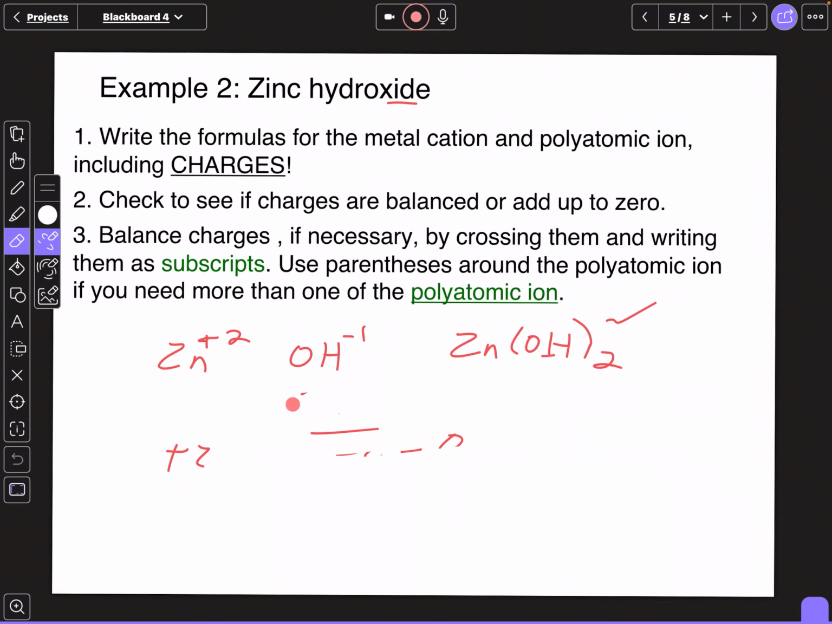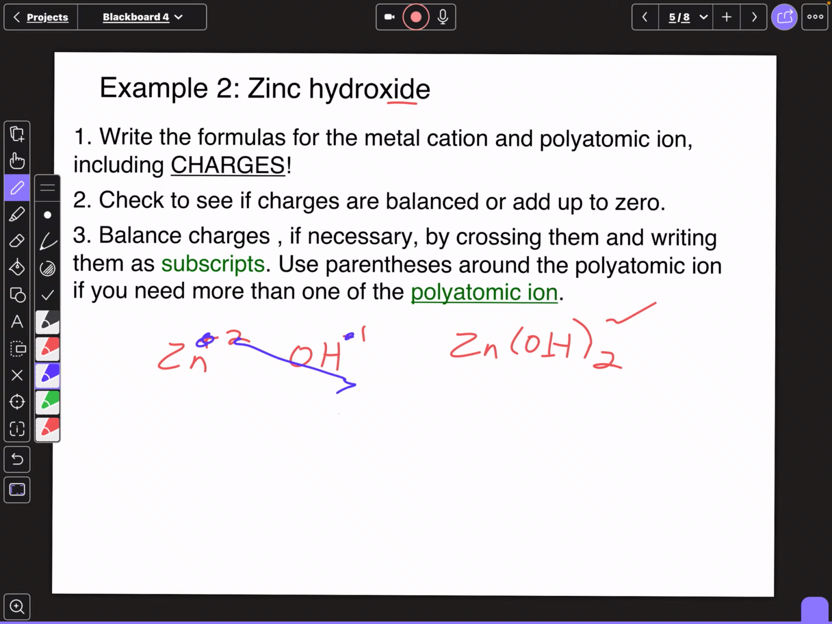Now I also could do this where I cross my charges, if that's the way you choose to work them. I'm going to drop the plus and minus. Don't need those. I'm just going to bring these down here. Bring the 1 down here. That'd be Zn. I only need one of those, and I don't have to put the 1, it's understood. And I have OH, but since I'm going to have a 2 coming down there, I need to put it in parentheses and put the 2 on the outside.